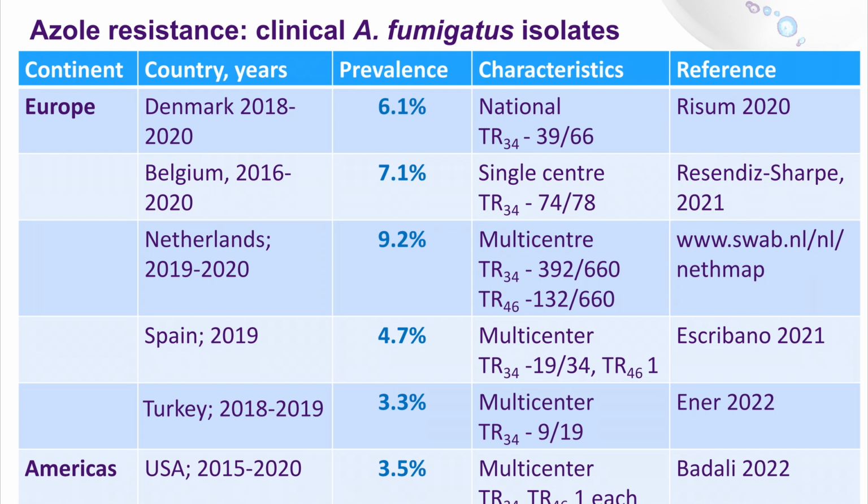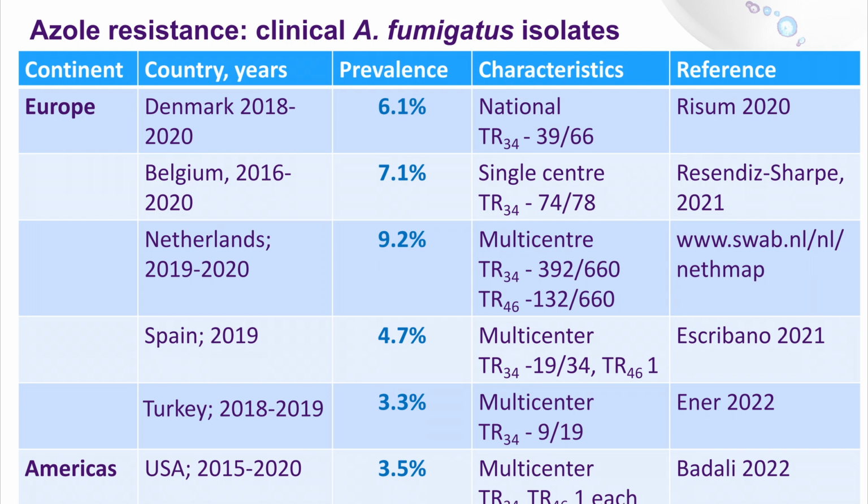So just looking at the azole resistance, I had cause to review this for another reason. And in fact, it didn't look as bad as I thought. Even in Europe, in the latest studies, up to 2020, you find that the prevalence ranges from 3.3% in Turkey to 9.2% in the Netherlands. So it isn't as high as we thought it might be. Obviously, it will vary between whether it's a single study center or a multi-center study and how many isolates you study. But the references are all there, and you can read about those.